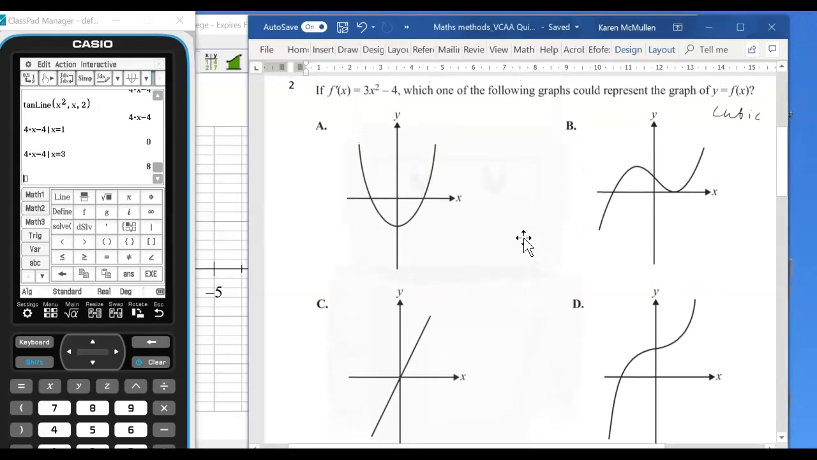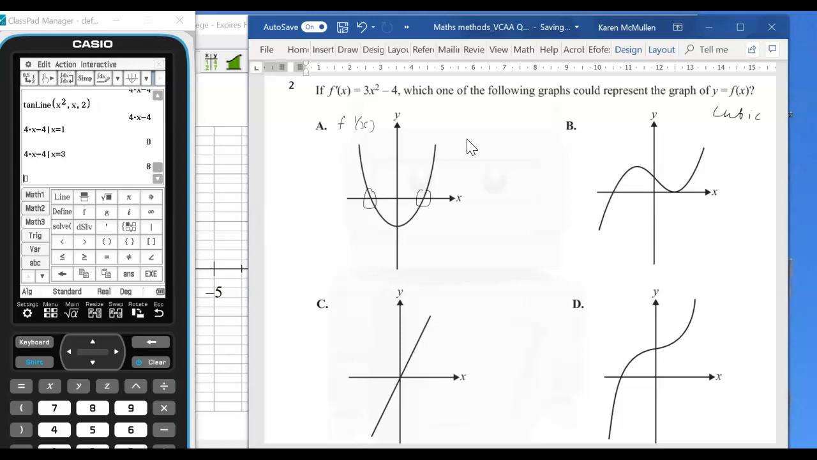But we don't really want to have to guess, so let's think about this derivative function. It's 3x squared minus 4. I'm going to look at A because the graph in A looks like 3x squared minus 4. It's a parabola that's been shifted down 4. So it's crossing the x-axis twice. That means it's got 2 stationary points. I'm not talking about the graph of A, I'm talking about A being the derivative.